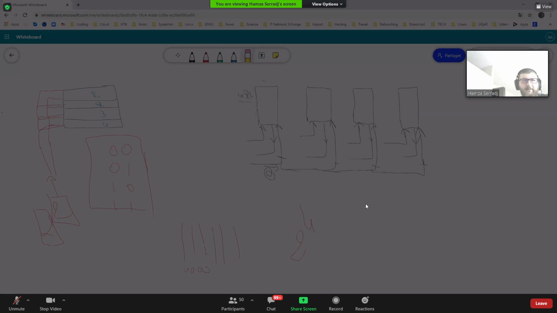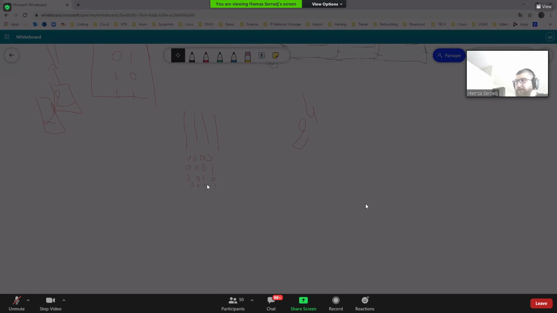So I can have 0 0 0 0. This is the answer for all the guys that said 4 here. I can have 0 0 0 1, I can have 1 0 0 0, I can have 1 1 0 0, and so on and so on till I'm gonna have 16, right? So I'm gonna have many more addresses with 4 bits.